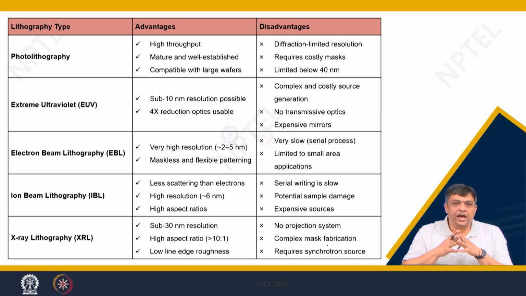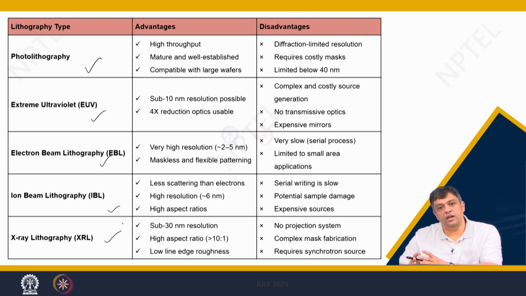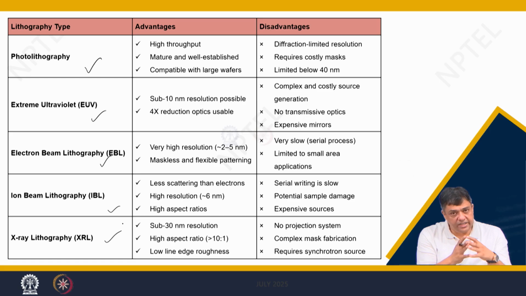If you compare the advantages and limitations of these techniques, clearly you will see that none of them have only advantages or only limitations. It is a combination of advantages and limitations which are associated with each one of them. For example, photolithography has high throughput, but you have limitations if you want to go below 40 nanometer designs.